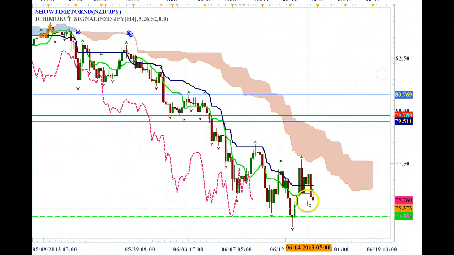And if not, what's going to happen is it'll break the cloud. Then you've got to observe this level. This is going to be your daily Kijun-sen, and then you want to break out of this level.